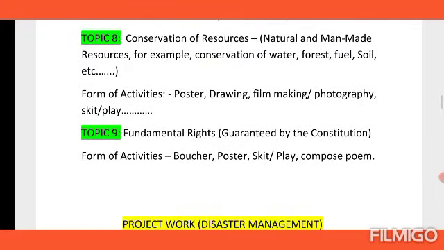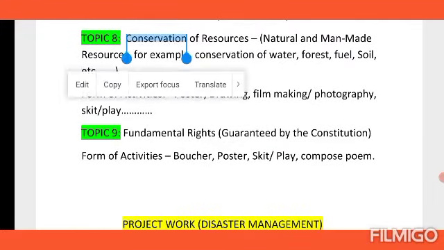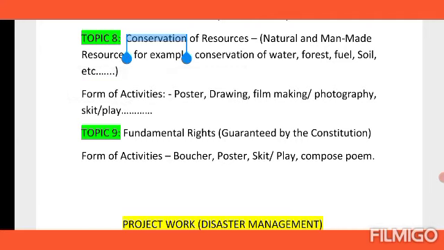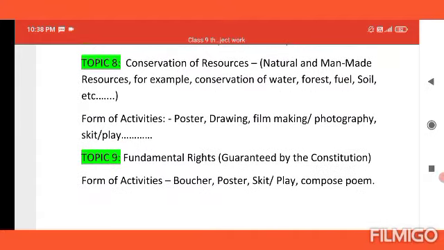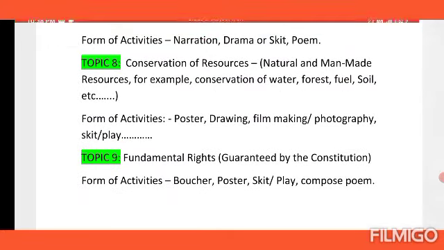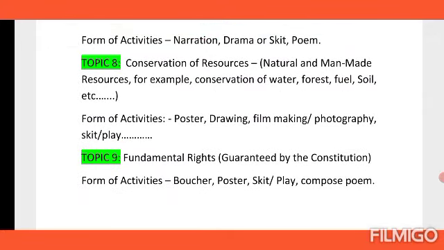Talking about topic 8 now, conservation of resources. In this you have to talk about natural and man-made resources. For example, you have to talk about conservation of water, and also conservation of forest, fuel, soil, etc. It means here we can also talk about sustainable development. So these are the easy topics which you have been studying since class 7th, I think.